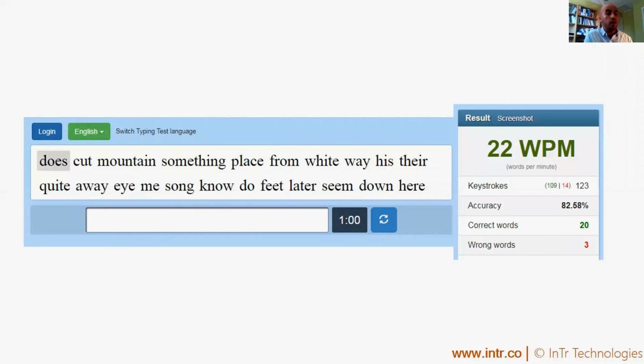So I did this exercise just before this lecture. And I think I'm getting worse at typing because now I only get 22 words per minute in English. Even more important than words per minute is the number of keystrokes and the typing accuracy. In my case, my typing accuracy is 82% because 14 out of 123 keystrokes I typed were errors, right? And I got 3 wrong words and only 20 were correct.